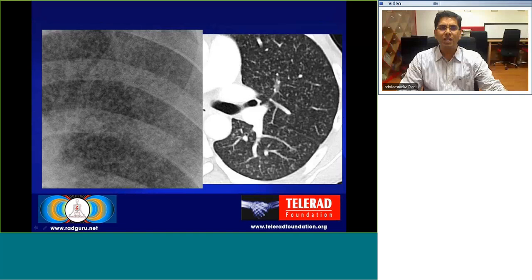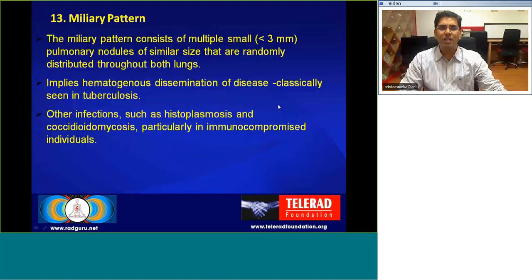However, this is how it looks on a chest radiograph. This is very classical. Oftentimes it may be difficult to diagnose on a chest radiograph. On the CT on the right side, you can see multiple nodules, more or less uniform in size, and spread throughout the lung.